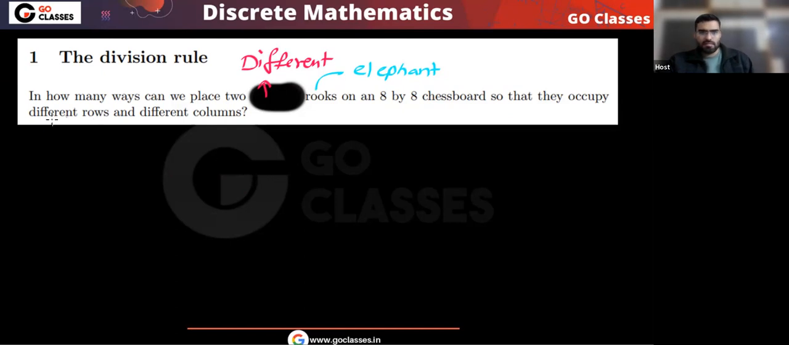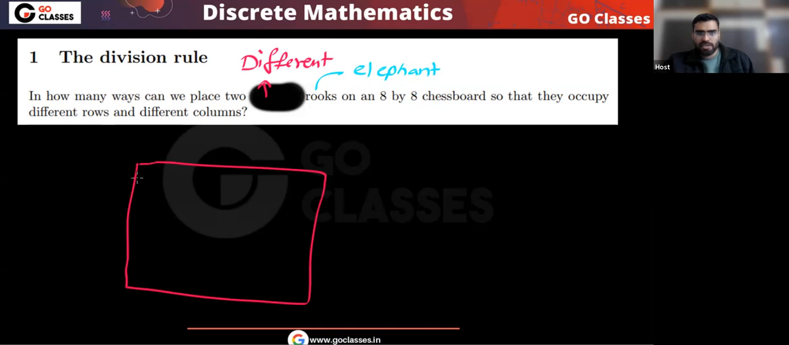Basically, you have an 8x8 chessboard. Okay, so this is your 8x8 chessboard. Okay, and so on.